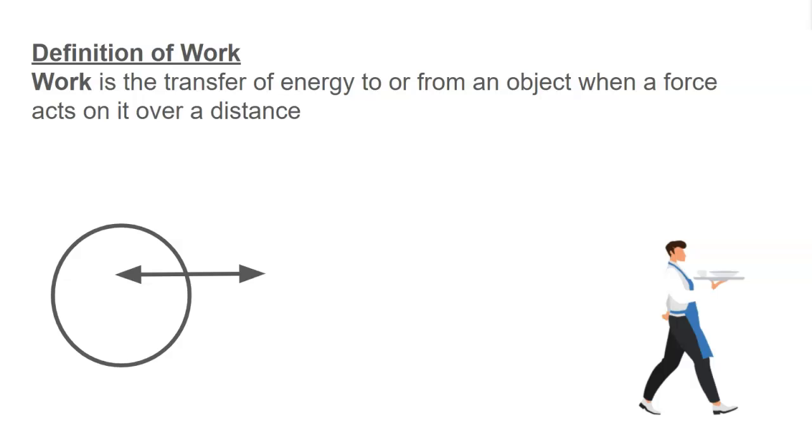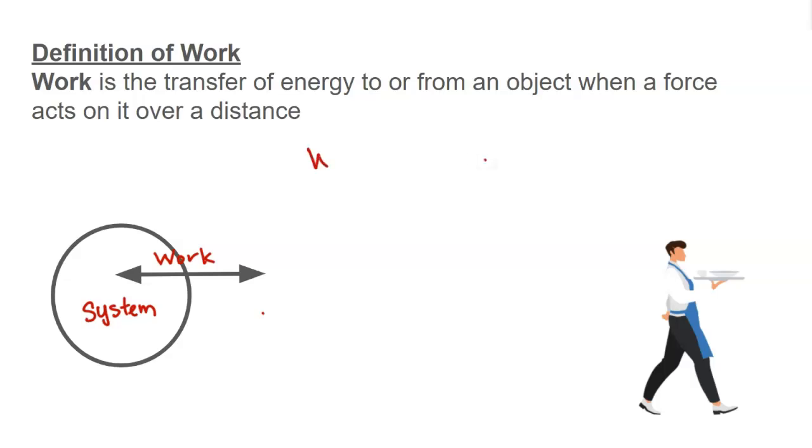So work is the transfer of energy to or from an object when a force acts on it over a distance. So we can use this circle to represent the energy in our system. And we can think of work as the mechanism that transfers energy in or out of our system.